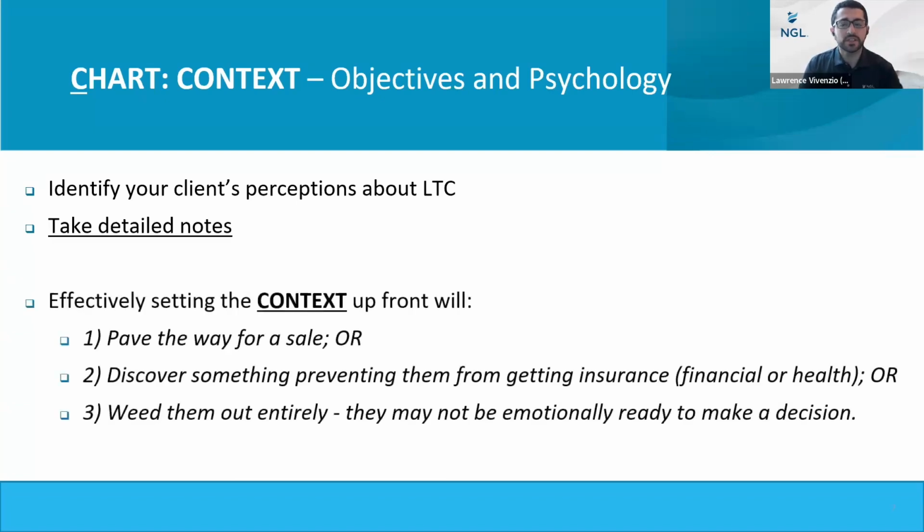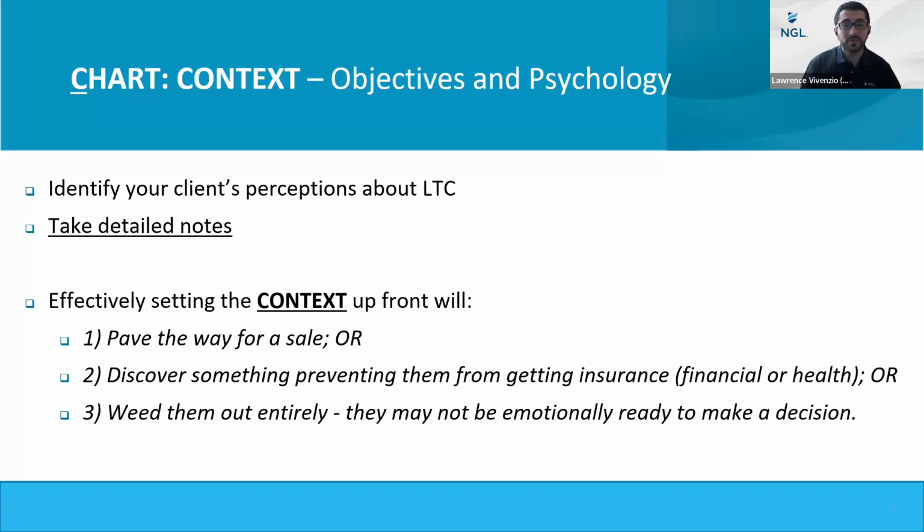Okay? Because effectively setting the context is going to do one of three things. It's either going to pave the way for you to make a sale. You're either going to completely weed them out and determine this person's not a prospect. They're either not financially, it's not financially appropriate for them, or they might not be ready to make a decision on this emotionally, or they just don't believe it will ever happen to them. And we're going to address a lot of that as we go through the context part of this.